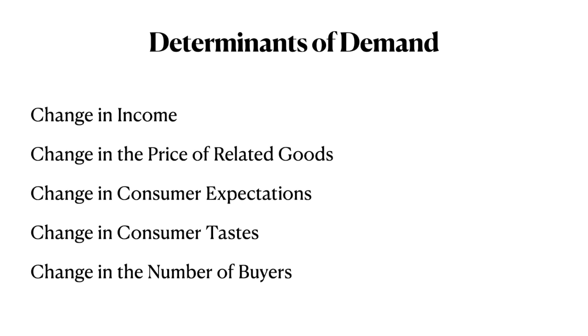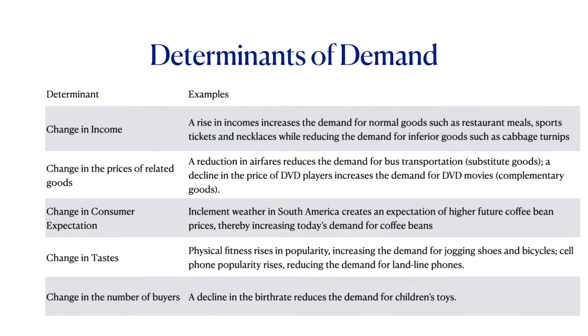You will remember in the first video we identified several factors that may cause a change in the market price of a certain good or service, including price, and non-price factors we identified as the determinants of demand: a change in income, a change in the price of related goods, a change in consumer expectations, a change in consumer taste, and a change in the number of buyers in the market. This table summarizes the 5 determinants of demand.